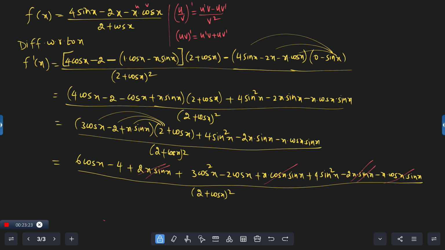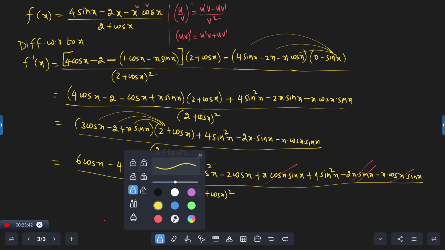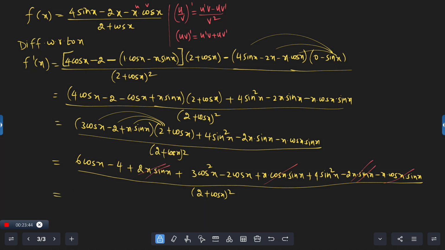Okay, then let's start to simplify. Listen, so what we have here? 6 cos x. Anywhere else we have cos x? Yeah, here one. But that is plus, this is minus. When you subtract both, I am getting 4 cos x. Minus 4 we have here. Let it be as it is.